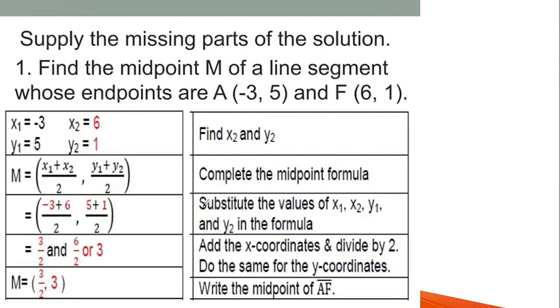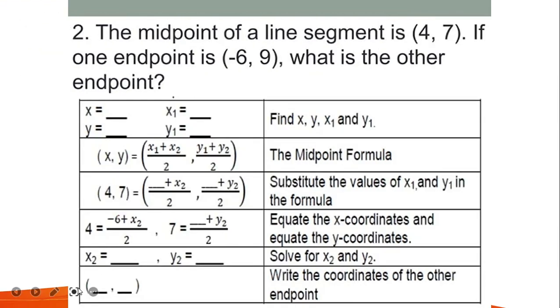Okay? Let's go straight to the answer. We have here 5 and 1. So, negative 3 plus 6, we have positive 3 over 2. And 5 plus 1 is 6 divided by 2. That's 3. So, our midpoint is 3 over 2 and 3. We'll proceed to the second one.